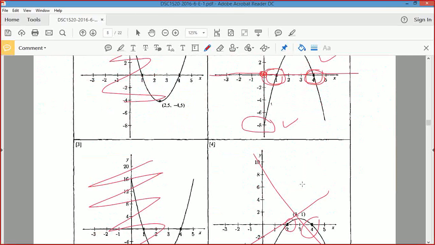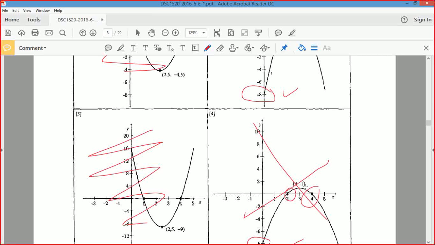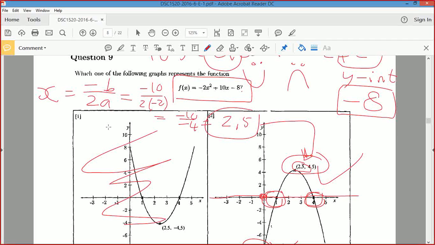If you look at this one, they had a turning point of 3 and 1. That's wrong. But you didn't have to test that. I'm just showing you how to test the turning point in case you need it for other examples. That's the equation to work out a turning point. As long as you've got this, you can work out the x value of the turning point.